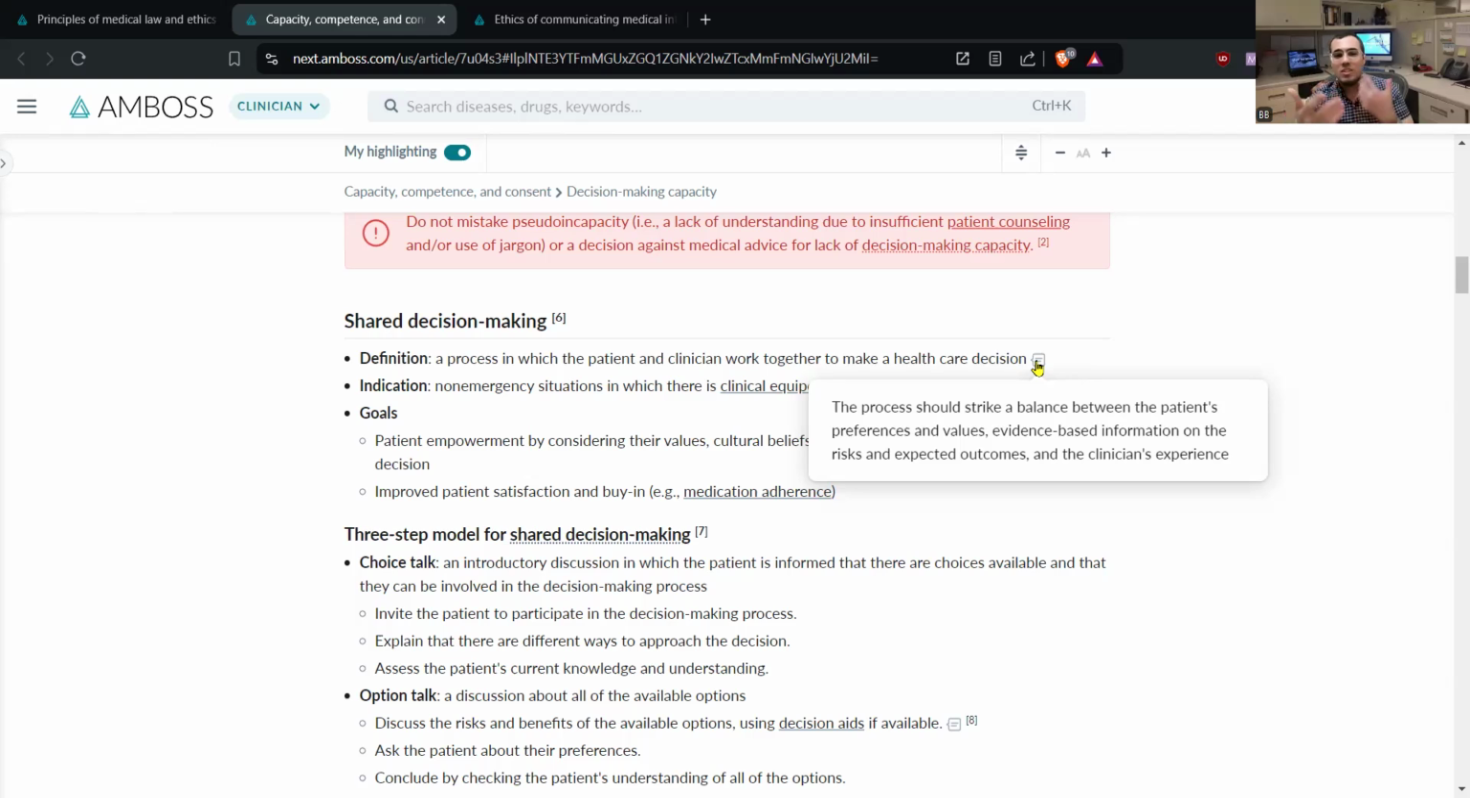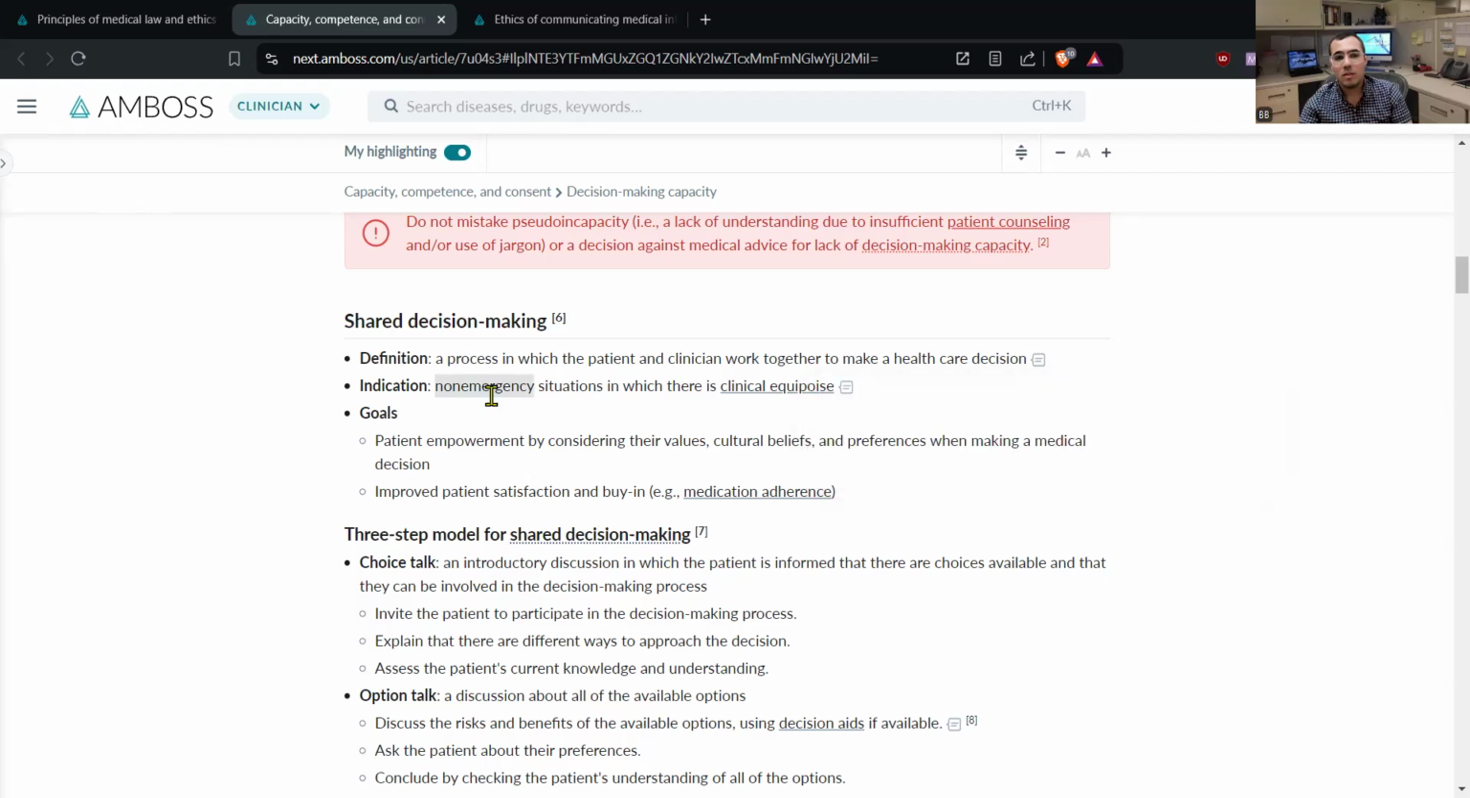As I told you, we are just talking together. So we are not going to talk together in an emergency situation. So the indication of shared decision making is usually a non-emergent situation. Because if the patient is in an emergent situation and is coming with a motor vehicle accident, I'm not going to tell them, hey, do you think you need mechanical intubation right now? It won't be fun.